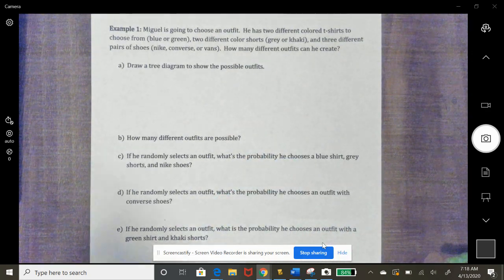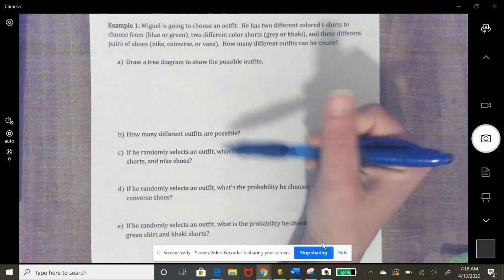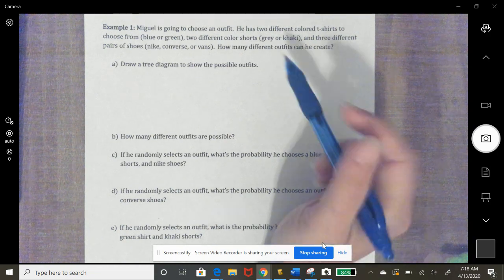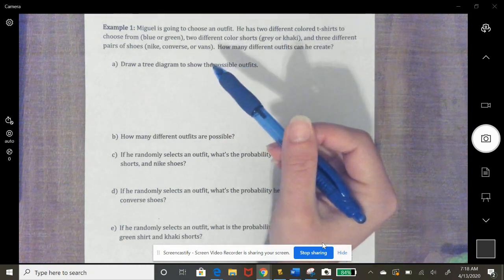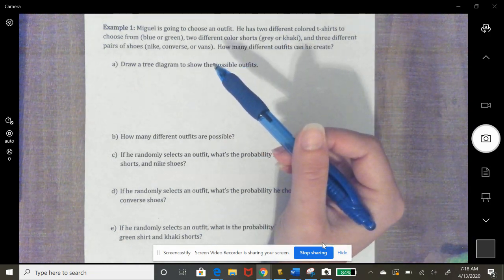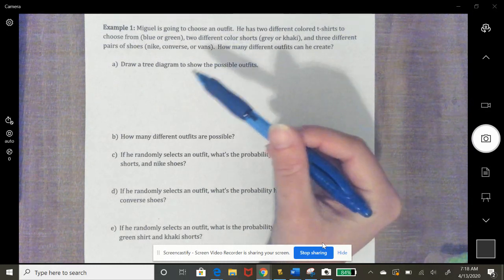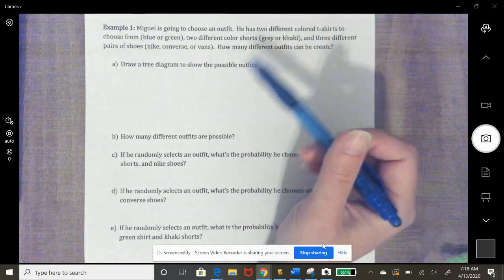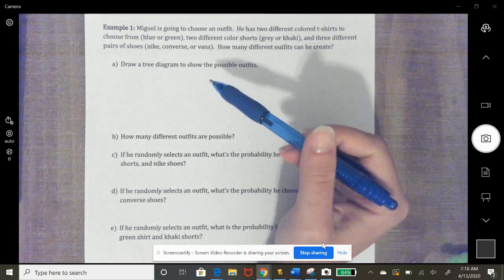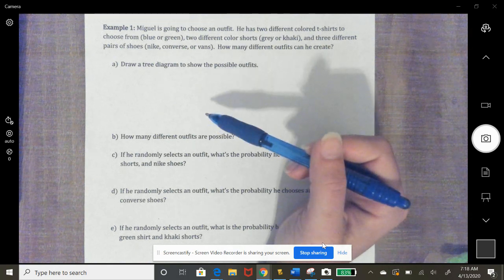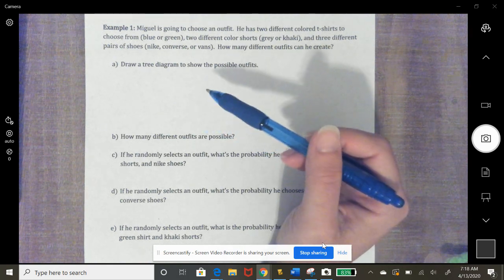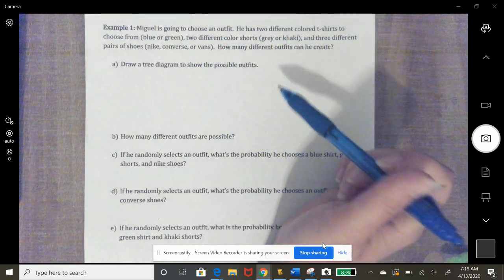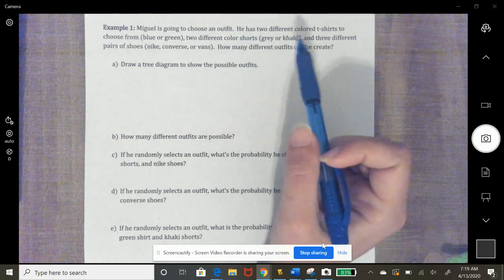I'll show you how to draw the tree diagram, and then we'll use the diagram to answer some questions. Miguel is going to choose an outfit. He has two different colored t-shirts to choose from, blue or green, two different colored shorts, gray or khaki, and three different pairs of shoes: Nike, Converse, or Vans. How many different outfits can he create? The reason we need this is that to find the probability, we need to know the number of possible outcomes, or possible outfits. So we use our tree diagram to figure out how many ways we can put these things together.